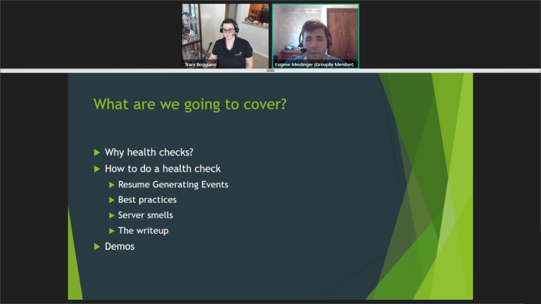But I've got 3 buckets that I think are useful for prioritizing things. The first one is what I call resume generating events. What are the things that might force you to update your resume? If you lose all the data in the database, that's a resume generating event. If you have corruption, or the server is just down for an entire day, that could be a resume generating event depending on the environment. So those are the most important things. If you get anything done in a health check, you want to take care of those potential resume generating events.